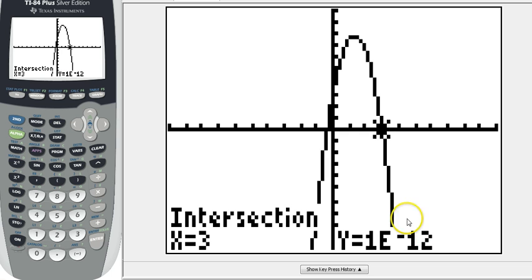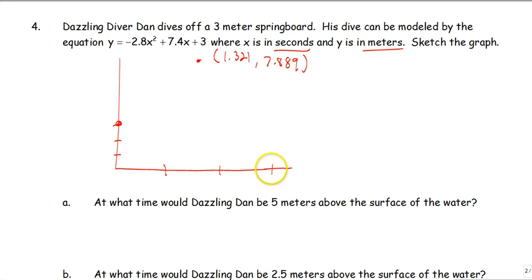1 times 10 to the negative 12th. That's basically 0. That's 0. So don't let that fool you. It is 0. So this is (3, 0). This is (0, 3). And this is the vertex.